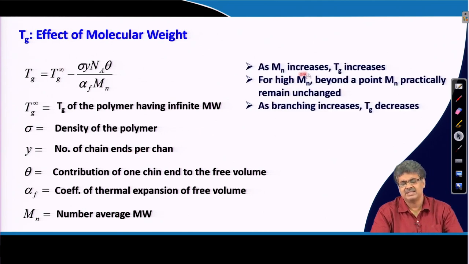So, as molecular weight increases, Tg increases, but this increase becomes less significant as we go beyond some particular value of molecular weight. For high molecular weight beyond a particular Mn, practically the value of Tg remains unchanged, and as branching increases, Tg decreases. As you understand, if you have more branches, then free volume increases, Tg decreases. So, effectively this difference between the Tg of infinite molecular weight and the particular Tg is inversely proportional to molecular weight. So, as the molecular weight increases, we approach a limiting value of the Tg, which is for infinite molecular weight.